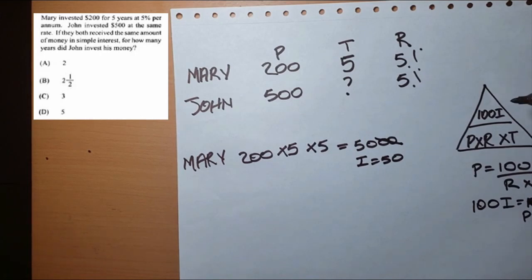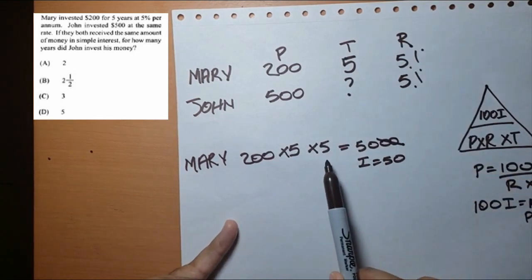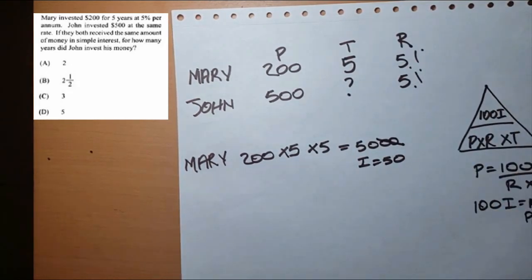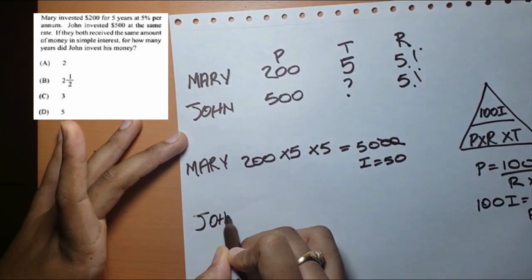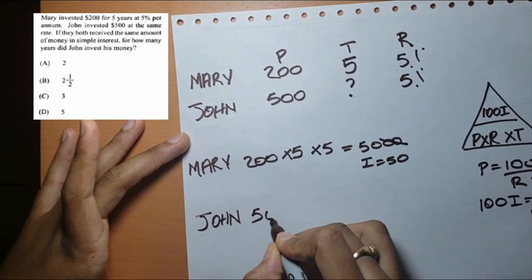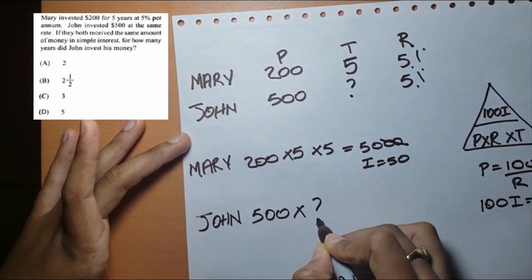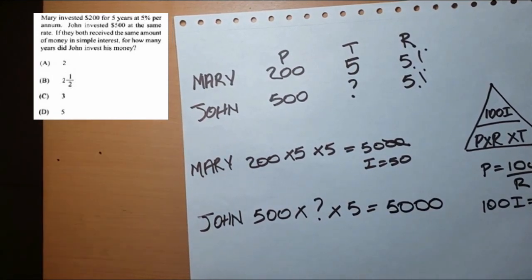You can work without the 100 or you can work with the 100 depending on what you're comfortable with and what you were taught. If you were supposed to work with the 100I, you would have to put the rate as 5. You couldn't put it as 0.05. If you want to work without the 100I, you'll have to convert the 5 to decimal form for it to work. So now we know that Mary's interest is 50. The question told us that John and Mary got the same amount of interest. So therefore that is 500 times, we don't know the time, times 5 is equal to 5,000.